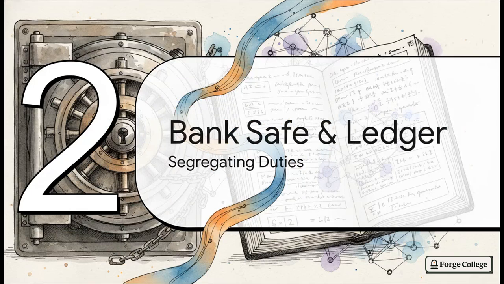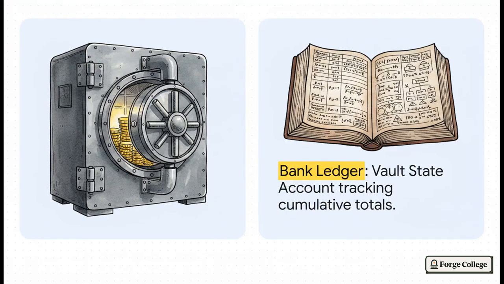Section 2. The bank safe and ledger. Let's break down how we split up the heavy lifting between physical assets and mathematical claims. This concept really illustrates a huge paradigm shift. On Solana, we strictly segregate duties. First, we have the bank safe. This is your custody SPL token account. It does one thing and one thing only. It holds the money. It knows absolutely nothing about math or shares.